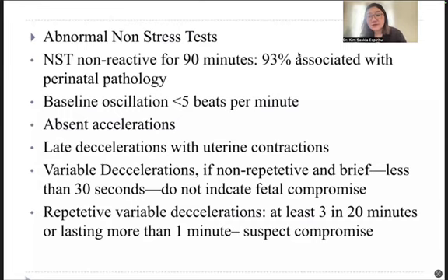Baseline oscillations are less than 5 beats per minute. So it means you have minimal variability. You have absent accelerations. You don't have accelerations. You have late decelerations with your uterine contractions, or you have variable decelerations. If they are non-repetitive or brief, this does not indicate fetal compromise. So it must be repetitive. Repetitive variable decelerations, at least 3 in 20 minutes, lasting for more than 1 minute, you're going to suspect that the fetus is already not doing well inside.